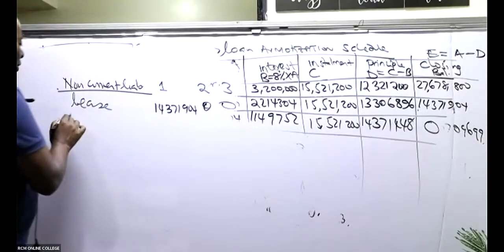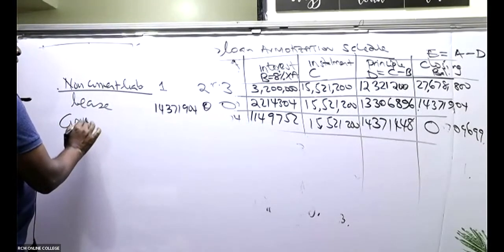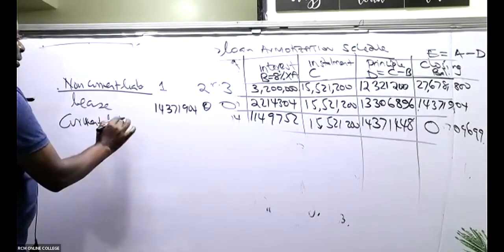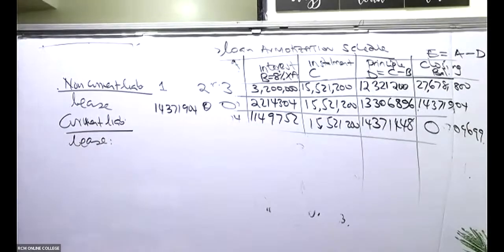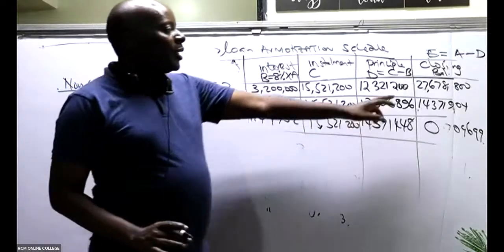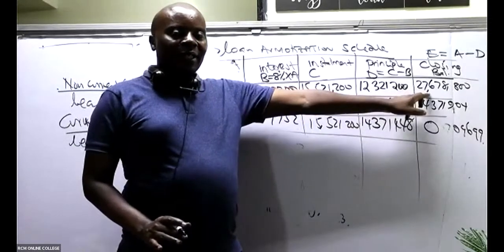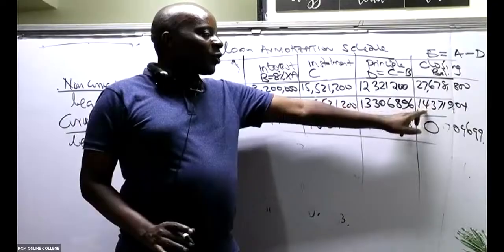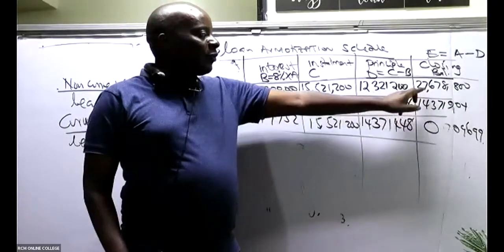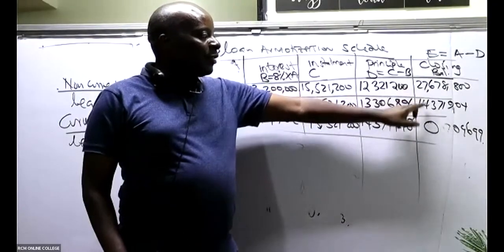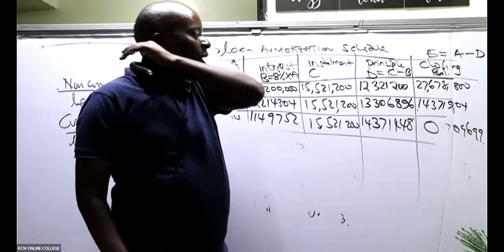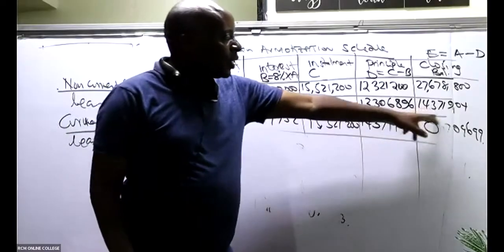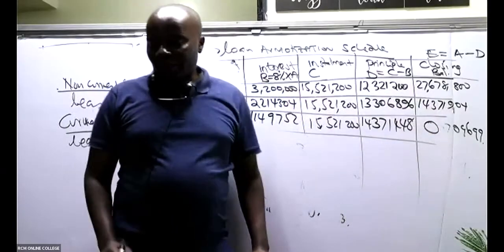And then now you come and ask yourselves, what about the current liabilities? Current liability. So in this case here, we call these the lease. So we will ask ourselves, initially we had 27 million and something, but something must have been paid for us to arrive at 14. Can somebody give me the difference between this and this? Somebody take 27,678,800 minus 14,371,904. Somebody please give me that.